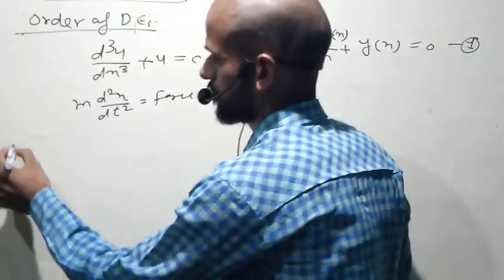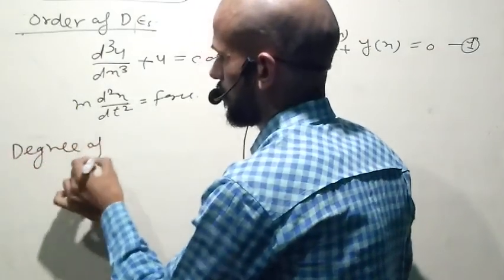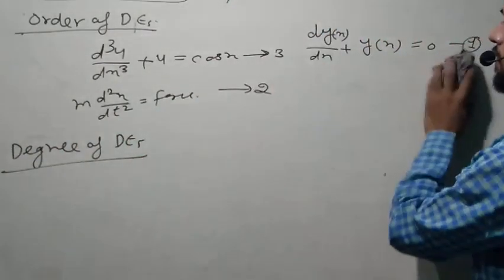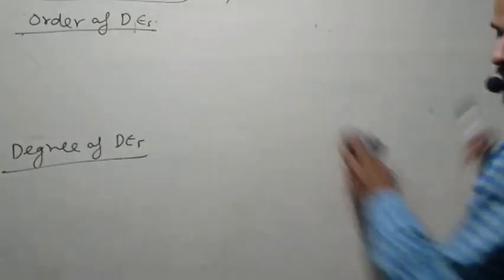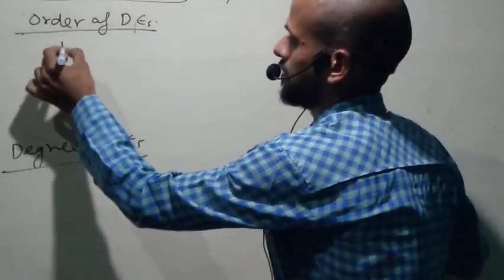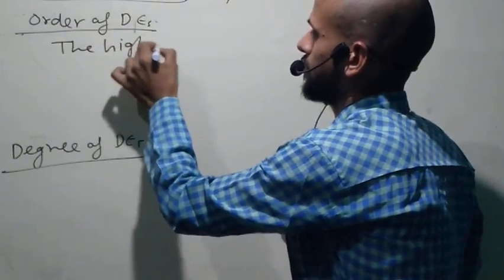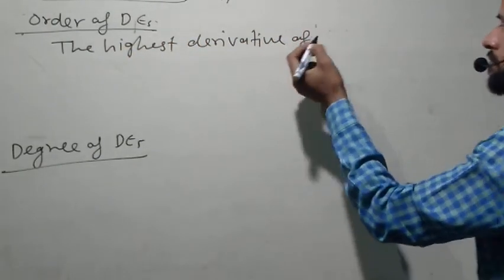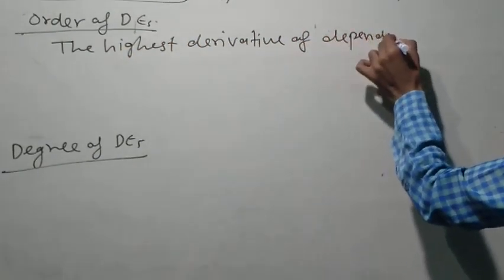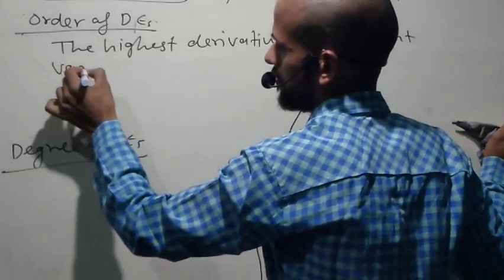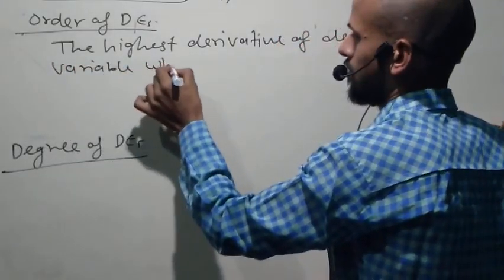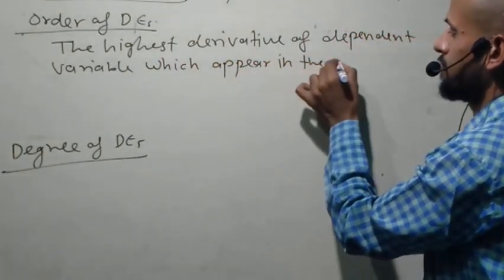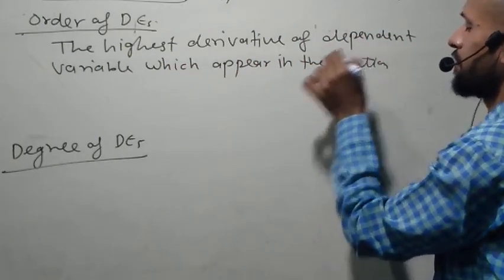Second is the degree of differential equation. Okay. We can define the order of a differential equation as the highest derivative of the dependent variable which appears in the equation. This is the order of differential equation.